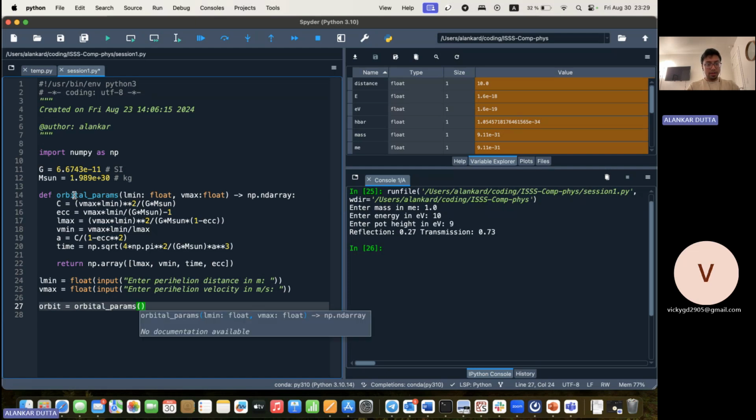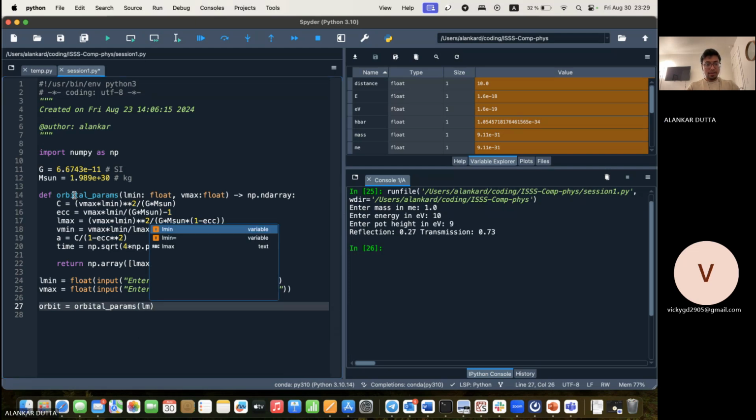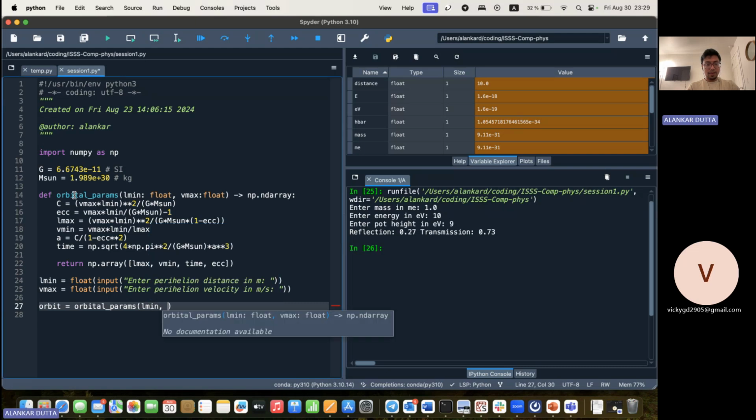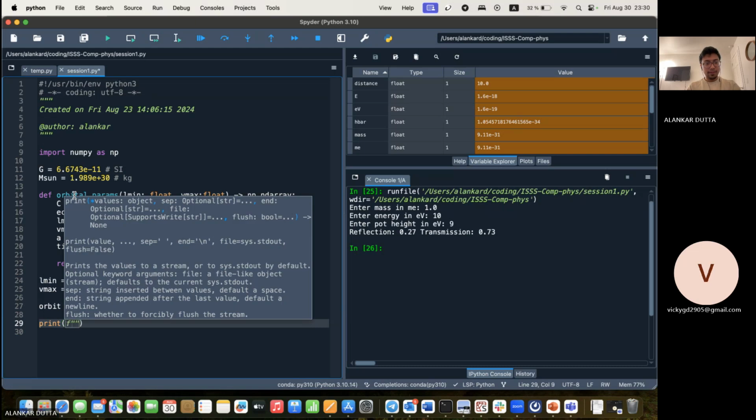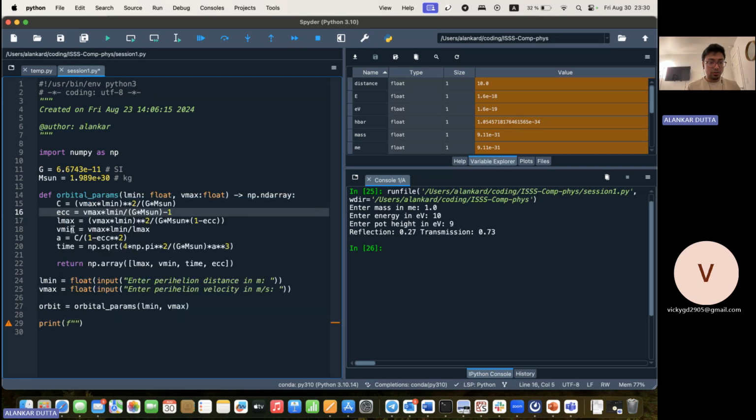And the values will pass. So we'll pass L min and V max is what we are going to pass. And now we can print the stuff out. Let's print it in the same order that we have got.